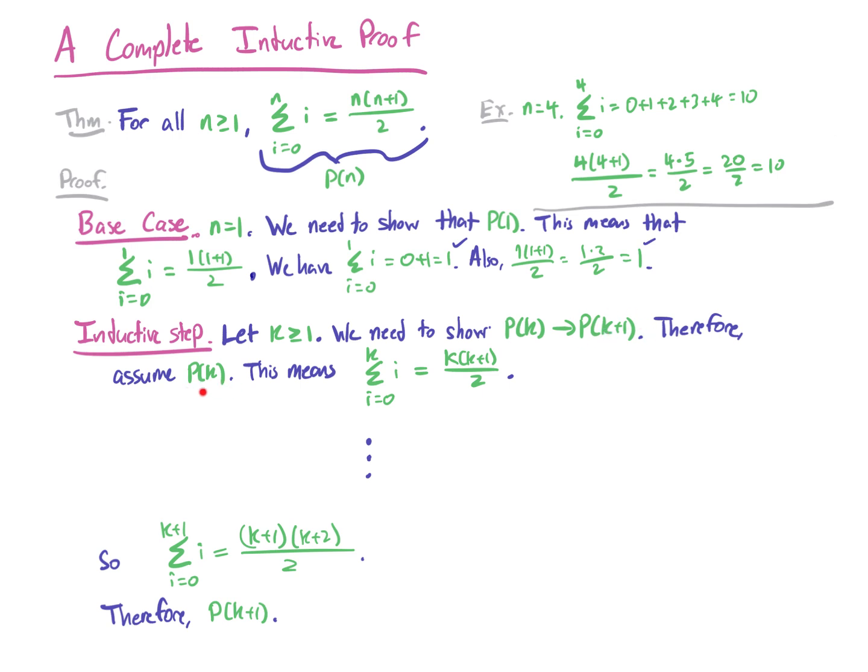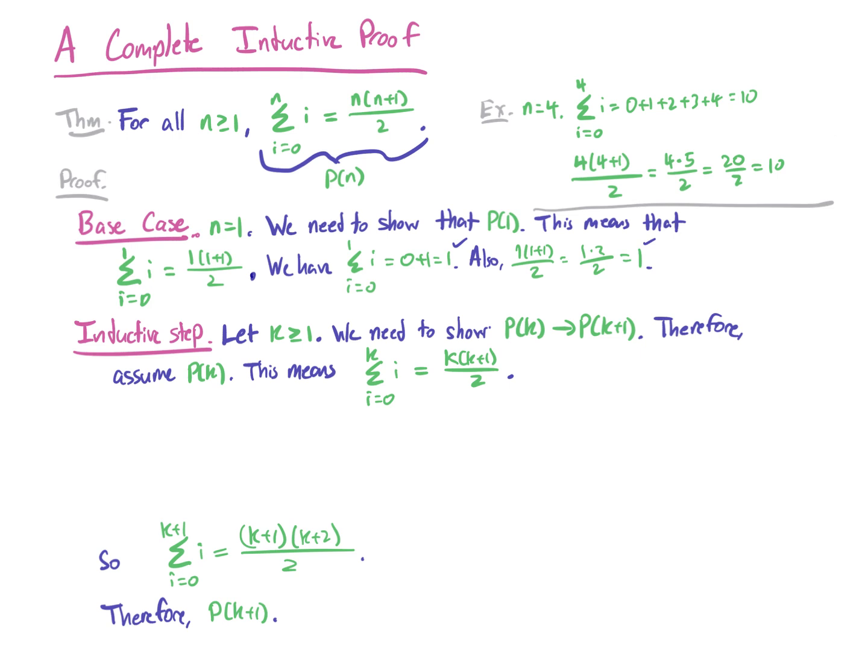Therefore, I assume that p of k is true, and this means that I'm living in a world in which I know, or at least I'm imagining that I know, that this equation is correct about k. I don't know it for any other values, but I know that when I plug in k into this equation, it's going to work. So how can I use that in order to get where I want to go, which is that when I plug in k plus 1, I'm going to get the right answer? How can I use that to show that I'm going to get there?